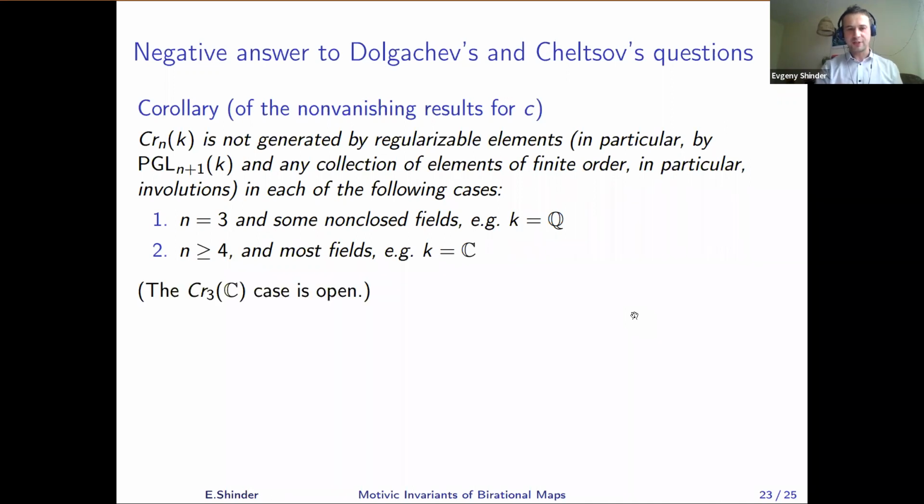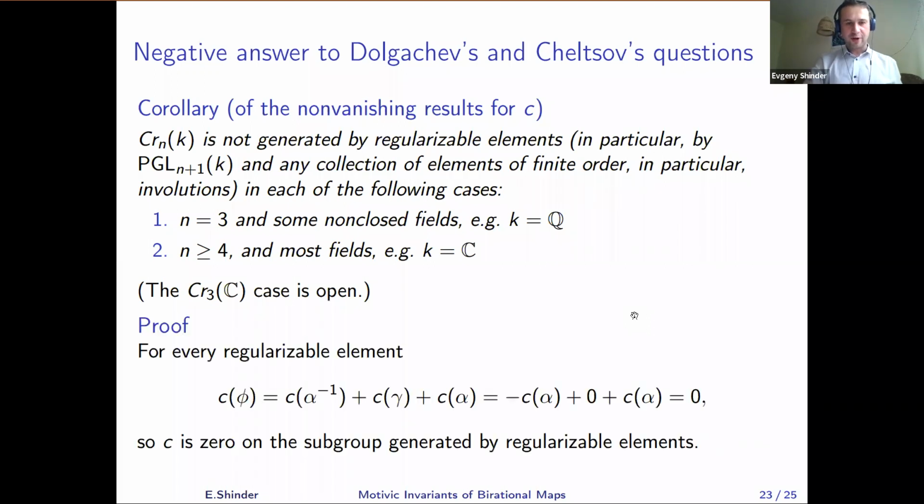What's interesting, and what I say in every talk about this, is that the question that Dolgachev has probably been asking about is open. So Cremona over complex numbers is when our invariant is 0, and yet it's unclear whether the group is or is not generated by involutions.